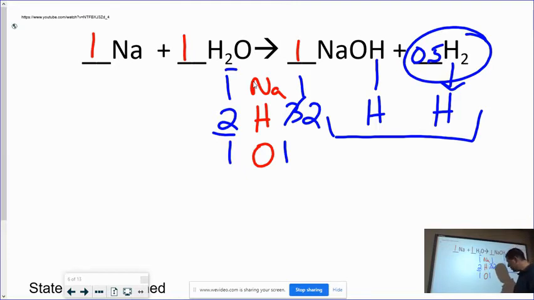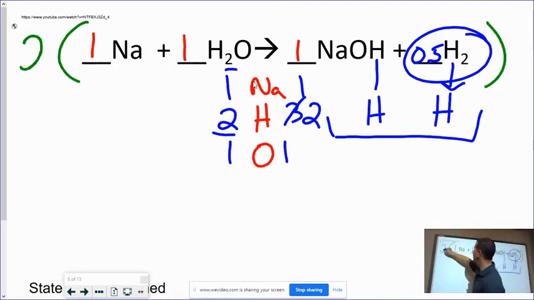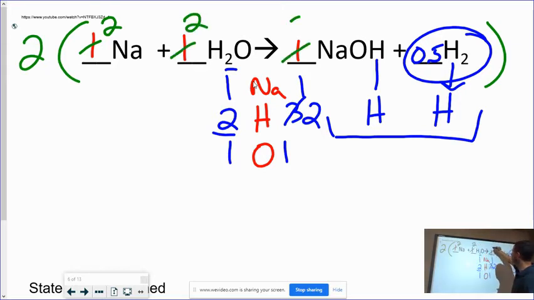I now have to multiply a 2 through this whole thing to make it work out, because I really can't have half of an H2. So 2 times 1 is a 2. I cross it out, I put the number up there. Cross out the number, I put the number up there. Cross out the number, I put the number up there. And 0.5 times 2 is 1, and everything is balanced.